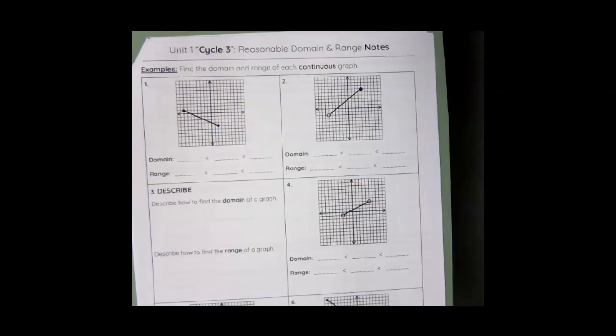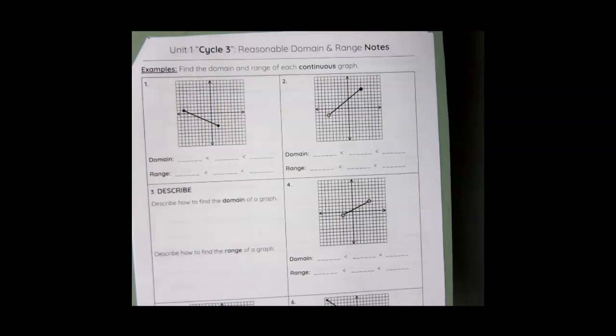All right, welcome to the Unit 1 Cycle 3 Reasonable Domain and Range Notes video. We're going to look at a few examples of domain and range on graphs. So it says, find the domain and range of each continuous graph.